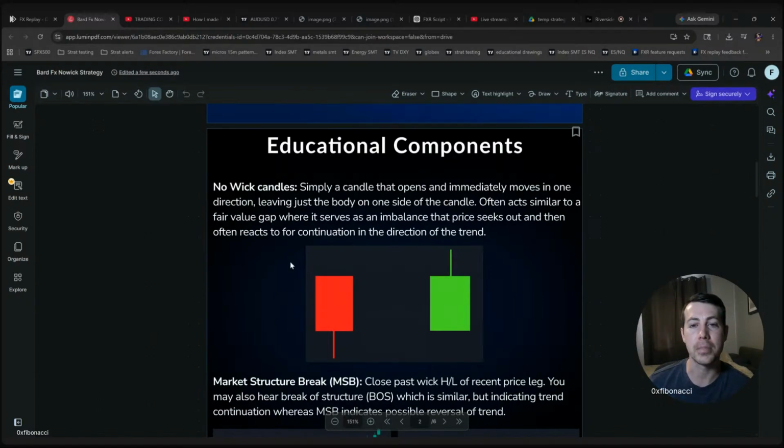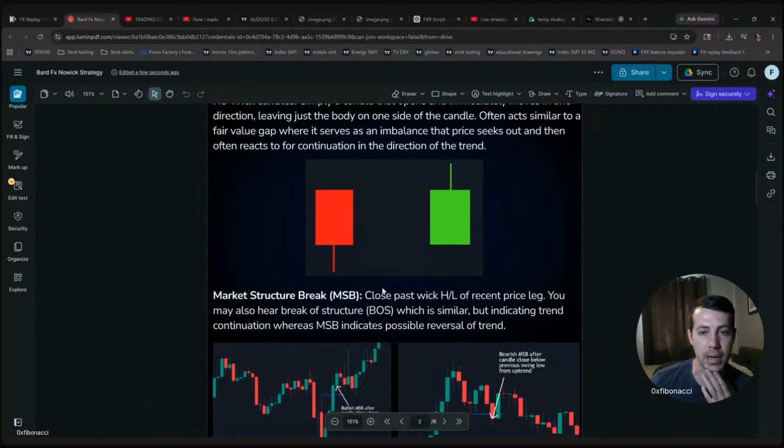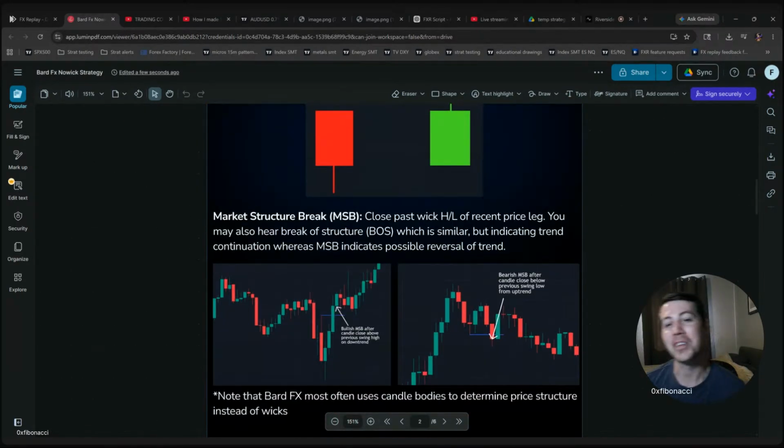Bard essentially explains that it creates an imbalance. Similar to what you might see with ICT's fair value gaps, where often price needs to rebalance those gaps. So it can serve as a magnet for price to come back to initially, but then price can also react from that point and continue in the direction of the trend. So that's exactly how he uses them. Obviously, they're a little less common than fair value gaps, so a little bit different there, but it's similar concepts.